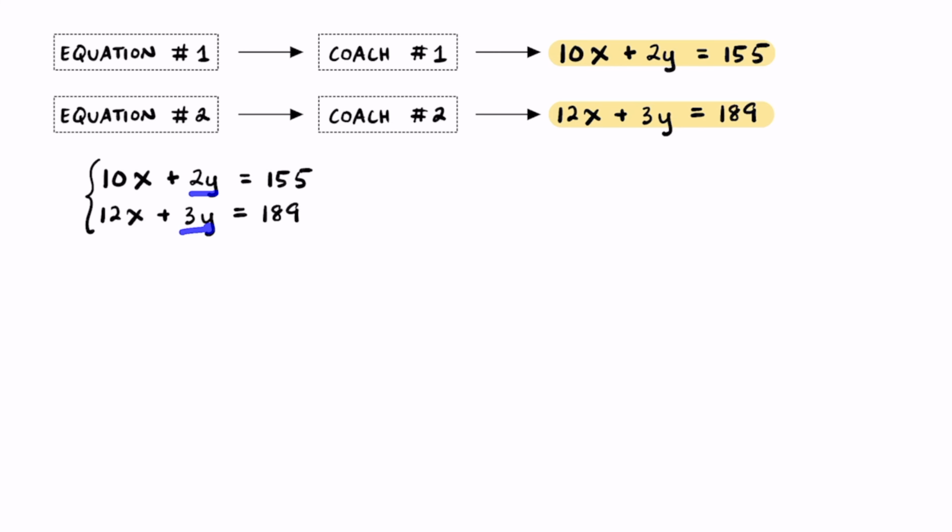So 2 and 3, they seem to meet at 6. So totally up to you which one you want to eliminate. I think that getting to 6 would be a little bit easier here, or maybe a little smaller numbers. So I'm going to go ahead and eliminate the y terms.